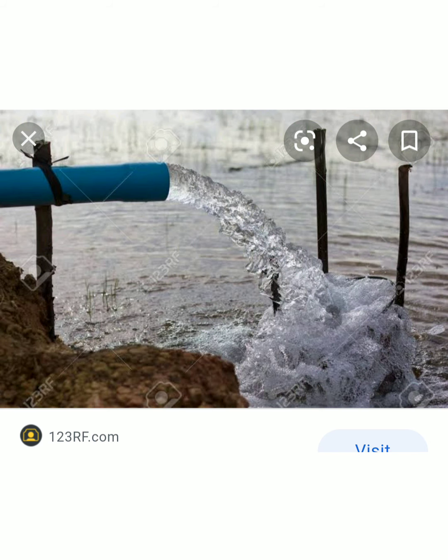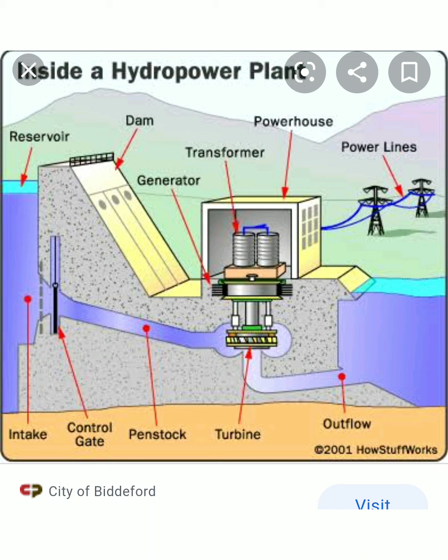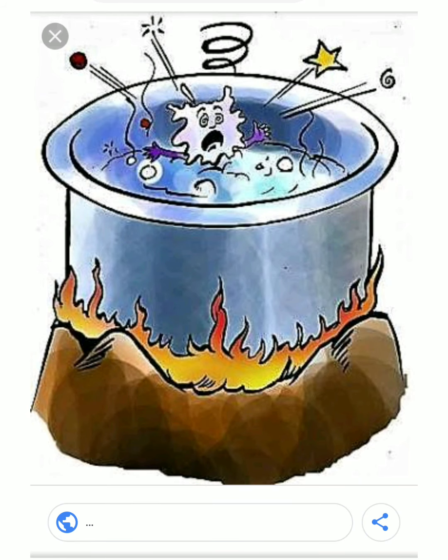Water is stored in dams, then carried through pipes. The flow of water can revolve the turbines and thus electricity is generated. Then the next property is water carries heat. This property is used for boiling water, for sterilization and cooking purposes.